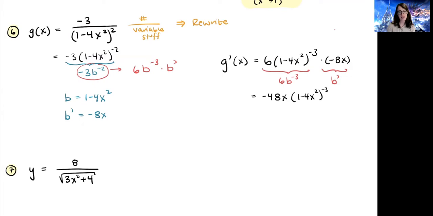And then lastly, we can change this into a fraction. We multiply here by the negative 48x. So this will change to divide if we just make this exponent a positive 3. So the last thing to do is write this as a fraction. Negative 48x divided by 1 minus 4x squared, all raised to the positive 3 power. And there is g prime of x.